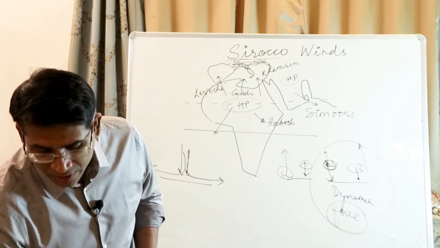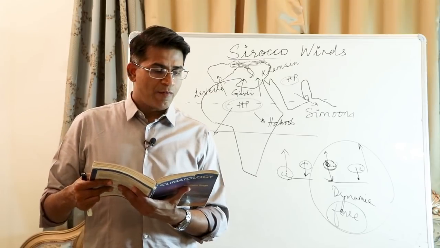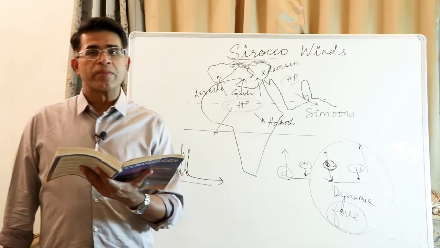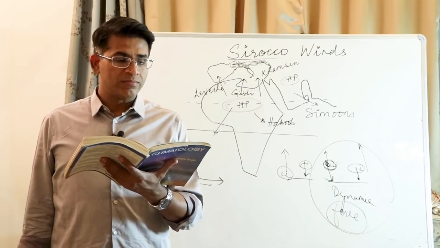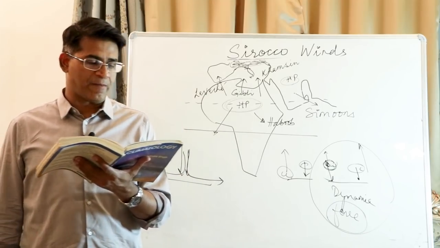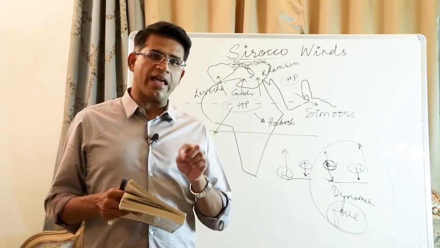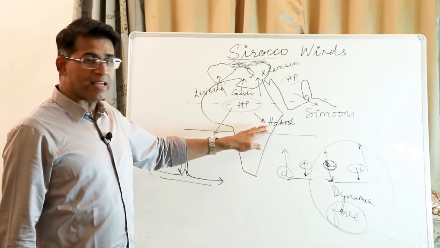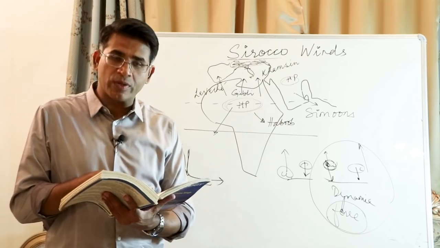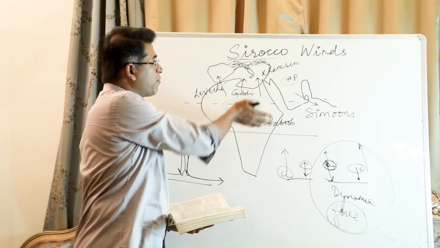Reading from the textbook, Savindra Singh Climatology, page number 124, a short write-up. I'll read up some specific lines. It says, Sirocco is a warm, dry and dusty local wind which blows in northerly direction. Now this is an error. It's actually southerly. If I look at these winds, it becomes northerly here. So you can remove this word northerly alone. In fact, most of them are southerly. They come from south towards the north.